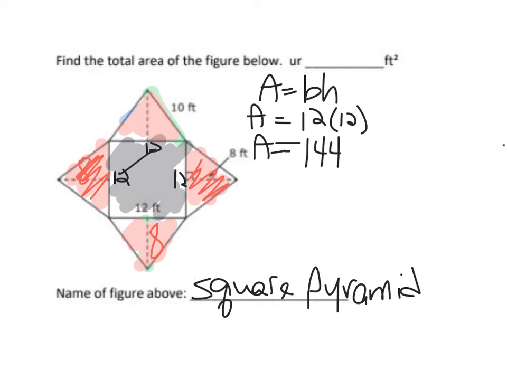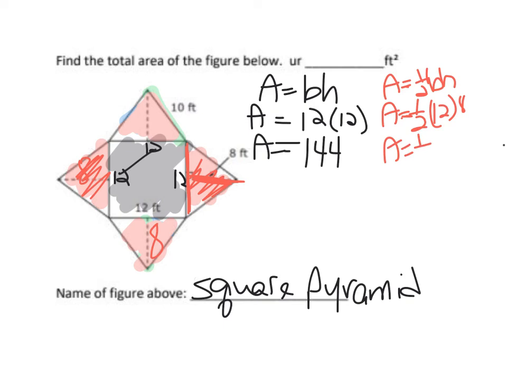Now the triangles, it's going to be area equals half the base times height. So we're not dividing that by 2 first, because we're looking at the base is 12, the height is 8. So it's going to be half of 12 times 8. So what's half of 12? 6. And 6 times 8, that's going to give you 48.